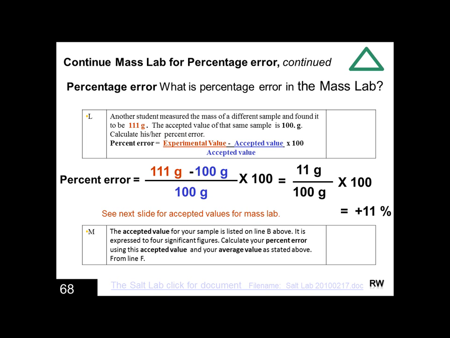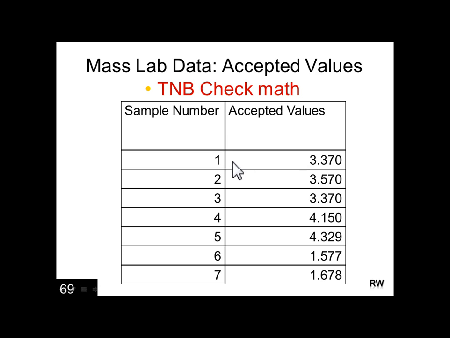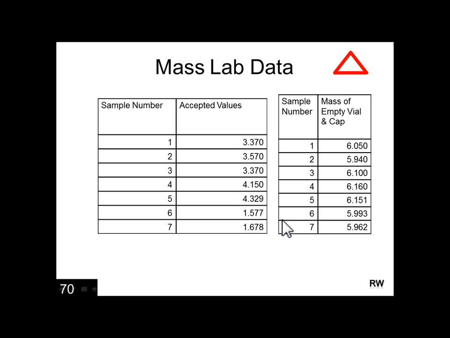All right, let's look at another question. The accepted value for your sample is listed on line B above. So in the lab, if you actually did this lab, you would look at your measurements of the vial of salt and you'd compare your average value to the accepted value, which I would give you in a chart to calculate here, this answer here for your accepted value. So these are the accepted values of the salt alone, and you would use this to calculate your percentage error in our lab report.